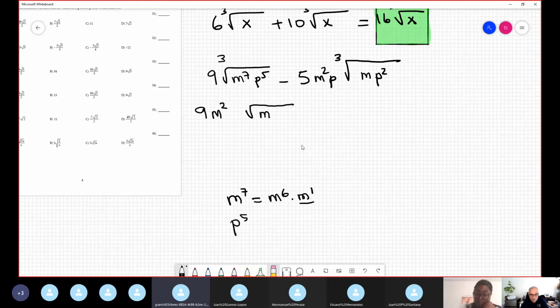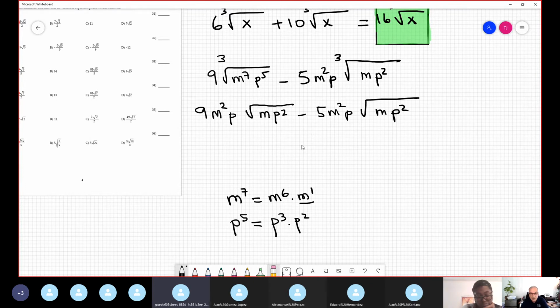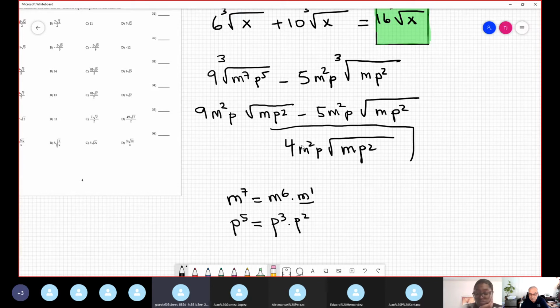Likewise, p to the 5th power. You break it into p cubed times p squared. Now 3 divided by 3 is 1, so 1 p goes outside, and p squared stays inside. Now I just copy that. Detecting like terms: it's exactly the same variable, exactly the same exponent. So we use subtraction: 9 minus 5 is 4. So 4 m squared p cubic root of p squared is the final answer.